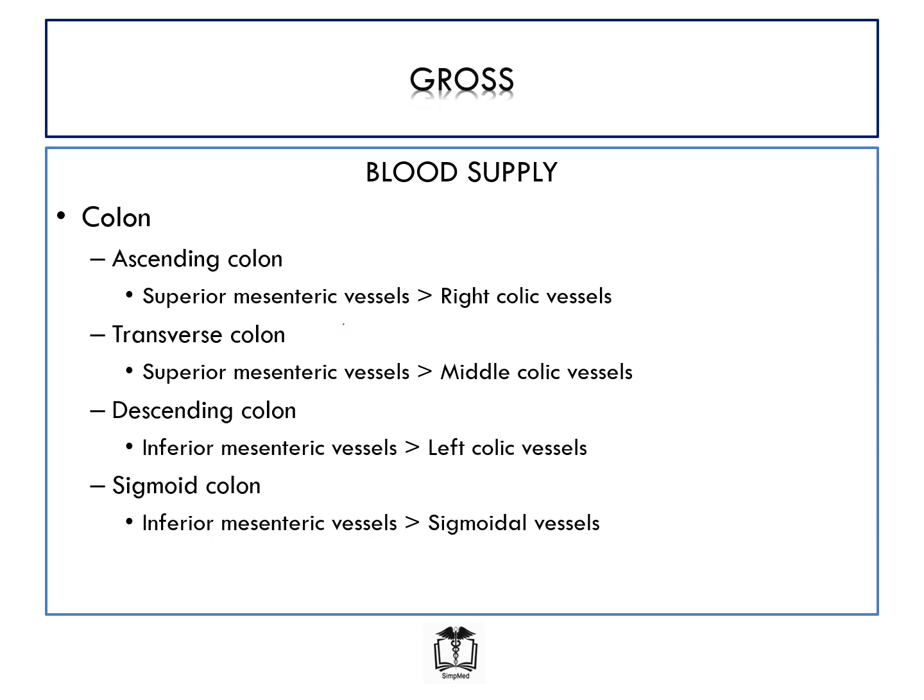Then the descending colon and the sigmoid colon will be supplied by vessels coming from the inferior mesenteric vessels. Remember that the descending colon and the sigmoid colon are derivatives of the hindgut, and the hindgut is supplied largely by the inferior mesenteric vessels.